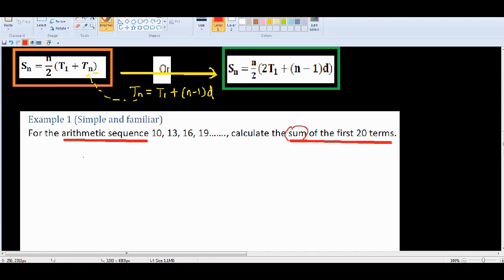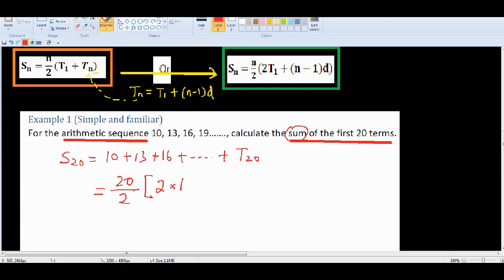So that means you need to add all the terms together: 10 plus 13 plus 16, etc., until t20. But we don't know what t20 is. That's okay. You could still use the formula in the green box. That means n over 2. How many terms over here? 20 divided by 2. Then we open a bracket, and 2 times t1.